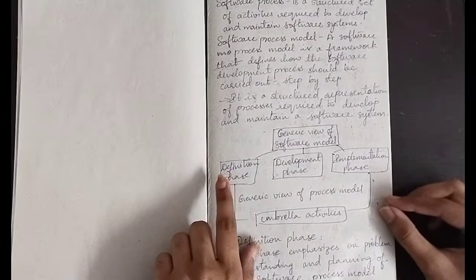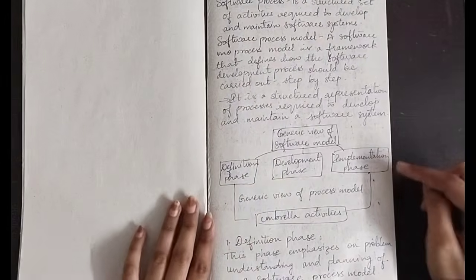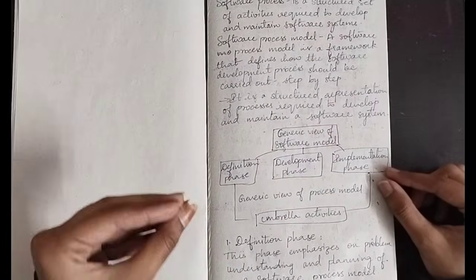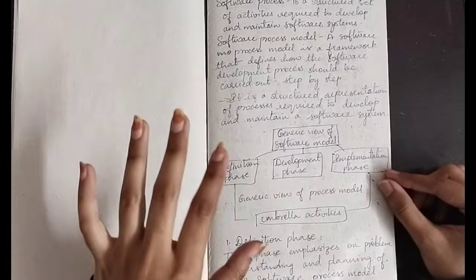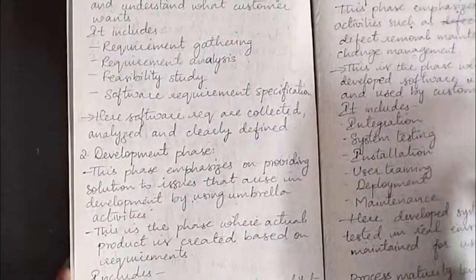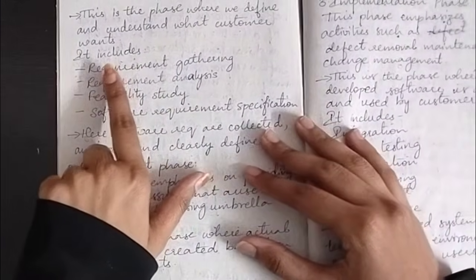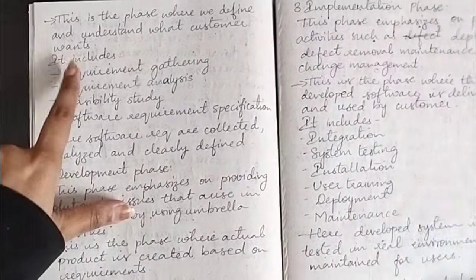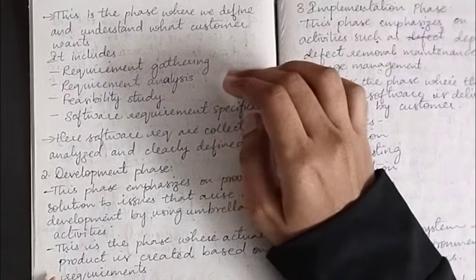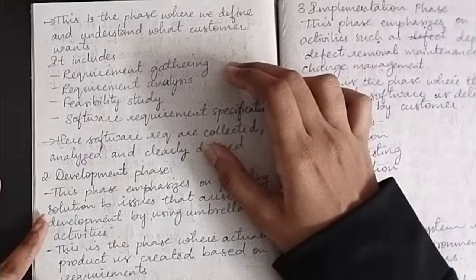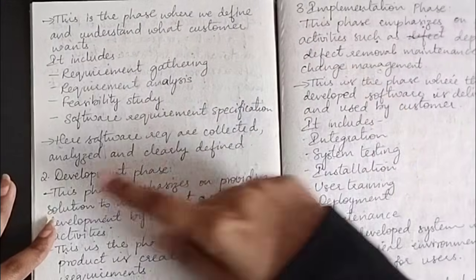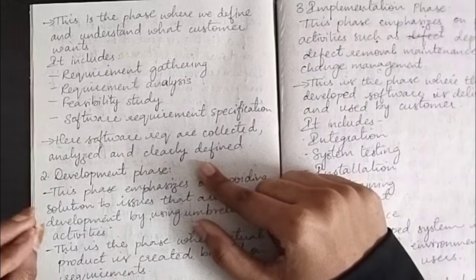In this diagram we have three parts: definition phase, development phase, implementation phase. First phase is definition phase. What happens in definition phase is whatever the problem is there, we have to understand it and also plan here. This is the phase where we define and understand what the customer wants. We gather all the requirements, we analyze our requirements, and they are all clearly defined.